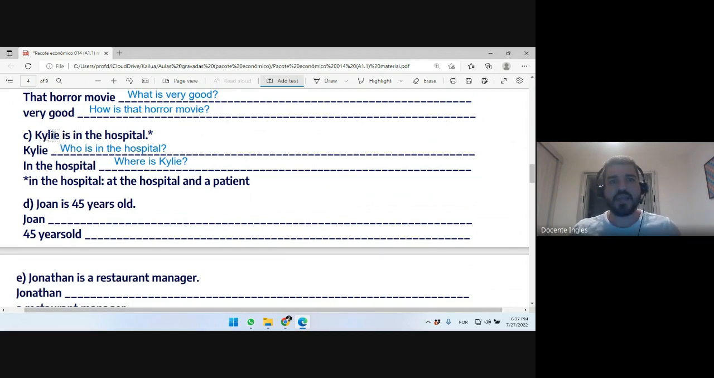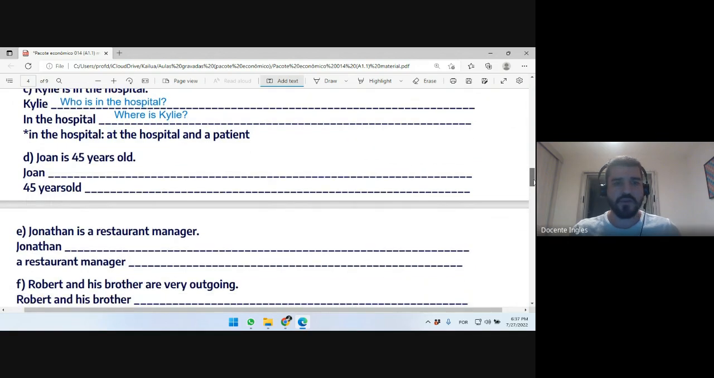Okay. In this sentence, we have a special case. Normally, the preposition we use for hospital is at. So, at the hospital. But in this case, when we say in the hospital, it means you are at the hospital and you are a patient at the hospital. So it's not only your location, it's implicit. Kylie is a patient of the hospital. Okay? Continuing.